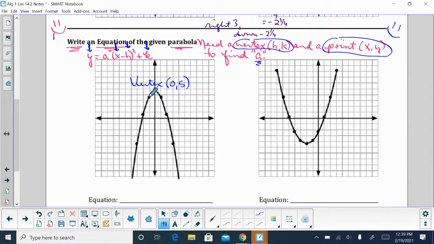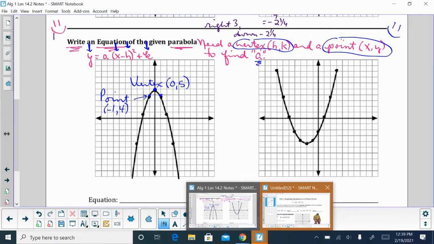Then I need to pick a point, just one. You can pick either one. There's a gazillion of them on there. But at this point, I need one point. And I'm going to use this one right here, where x is -1 and y is 4. Now, what I want you to think about, what do these represent for us? And so remember, vertex is made up of h, k, and our point is made up of x and y.